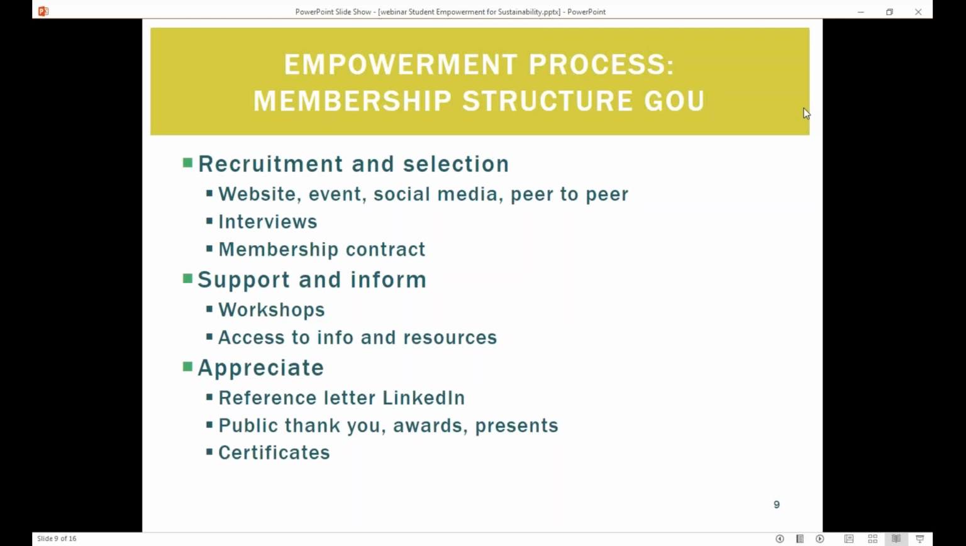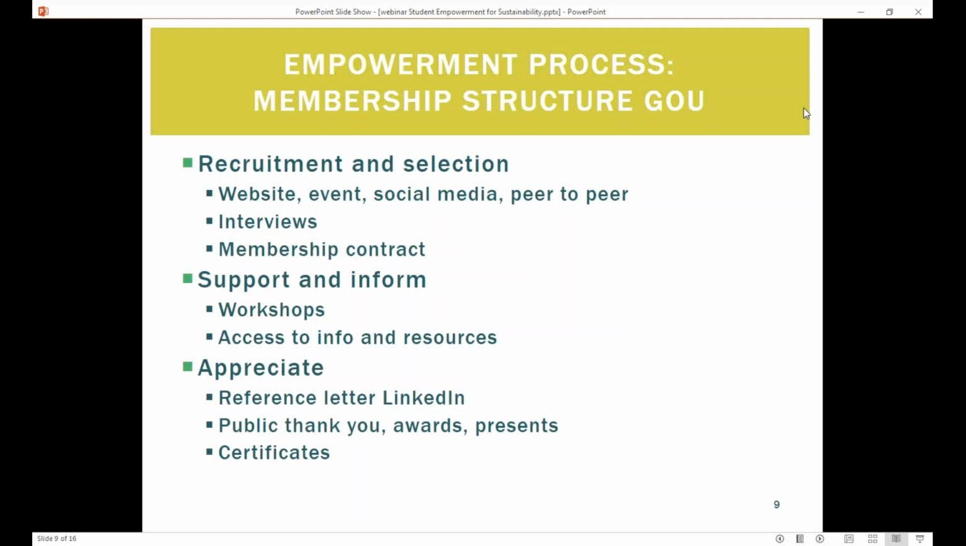And then lastly, also very important, is to appreciate your members or volunteers. They have a public thank you in the end, like a big event where they say thank you to everyone. They have awards, some presents, they have the certificates. And what I find also nice is that they have the reference letter on LinkedIn. And they do it in a very smart way. They just ask the people that are in a project group or in a committee that they write a reference letter for each other, like in a circle. So everyone writes for someone else, and then everyone has one, and then the Green Office publishes it on LinkedIn, and everyone has a nice letter.